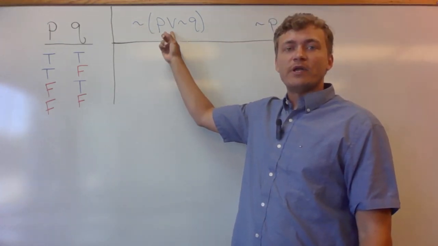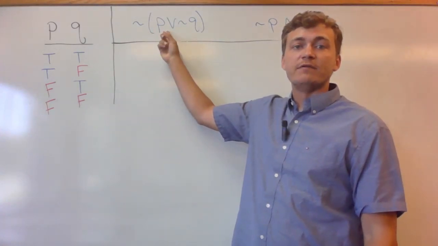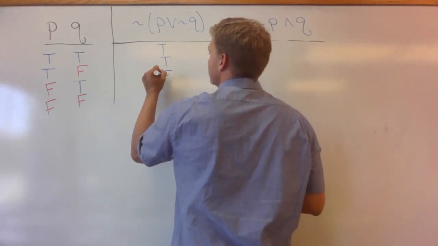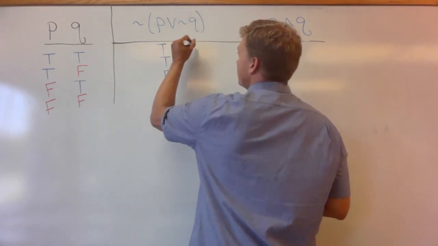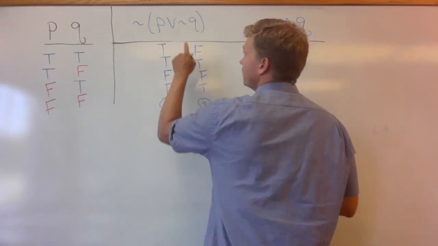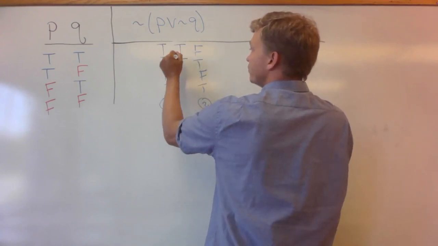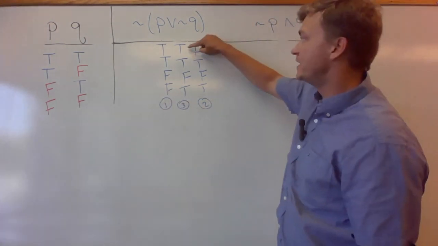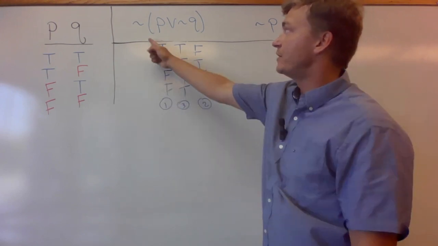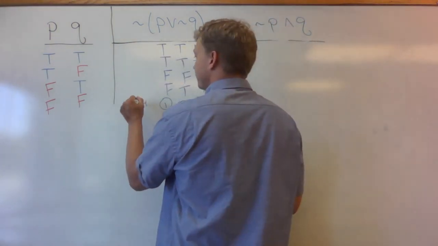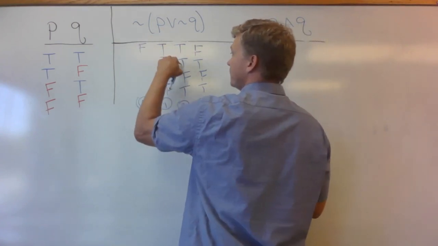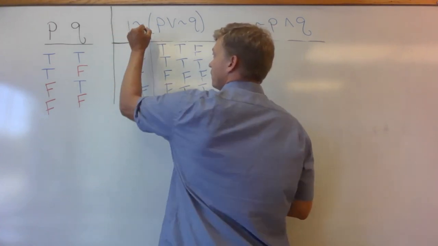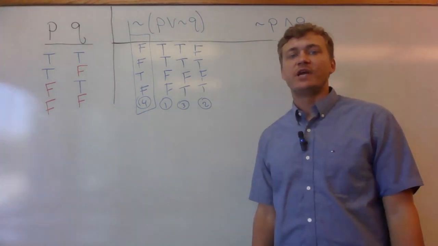Negate the or connective. Well, in order to negate something, we have to find the or connective. In order to find the or connective, we need to find the negation of Q. So P is true, true, false, false. Not Q is false, true, false, true. The or of this, true or false, true. True or true is true. False or false is false. False or true is true. You can just see here, third column, T, T, F, T. And now to negate the or connective, our final step, T becomes F, T becomes F, F becomes T, T becomes F. So there's our final column representing our truth table for that expression.